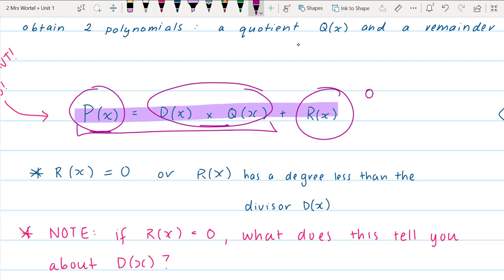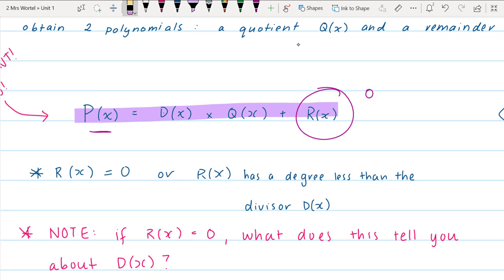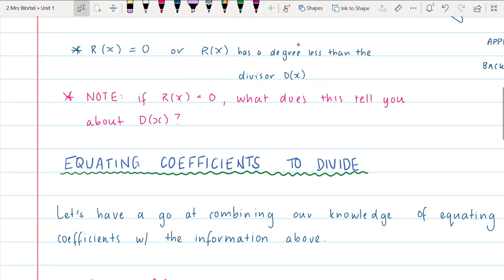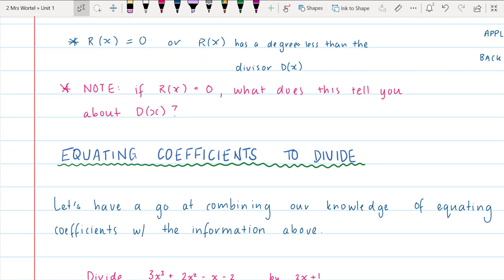So if our remainder is equal to 0, that tells you, well, d of x, my divisor, must be a factor. It must be a factor of my original polynomial. So that's something to keep in the back of your mind as we go through this dividing process, because that'll come up again. And it's kind of cool. It makes sense.